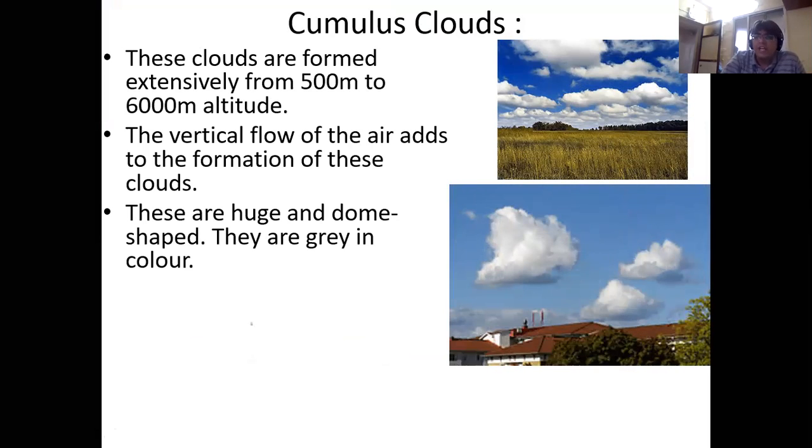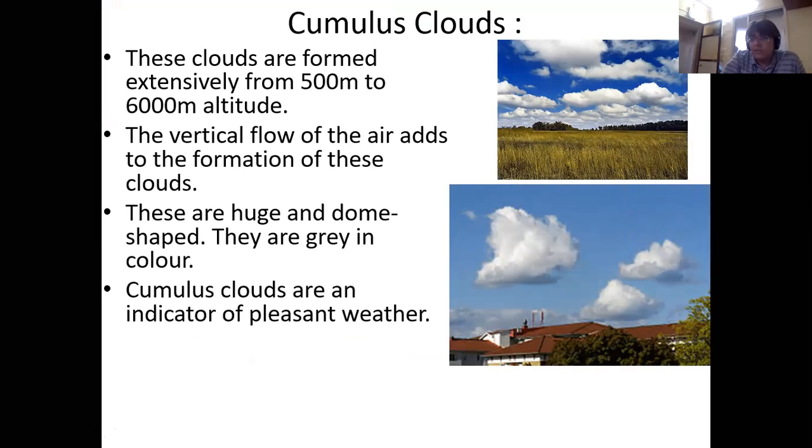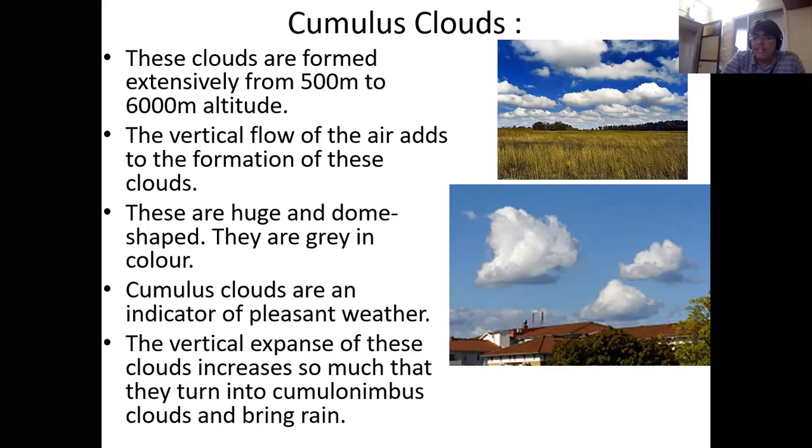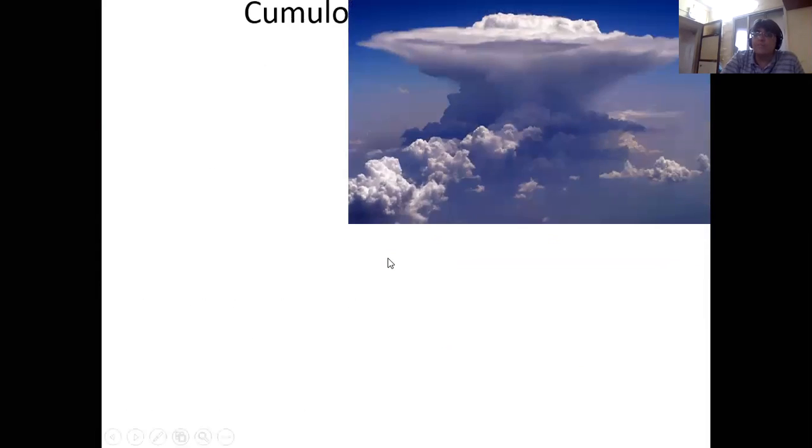See, they are an indication of pleasant weather. When the weather is good, they indicate that the vertical expanse of these clouds increases so much later on that they can turn into cumulonimbus clouds and can bring heavy rainfall. Now this is a cumulonimbus cloud.